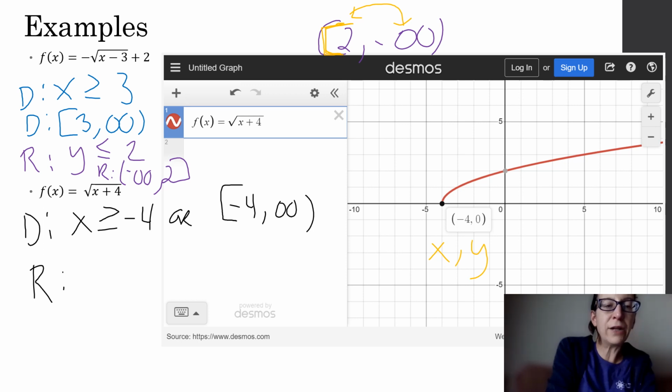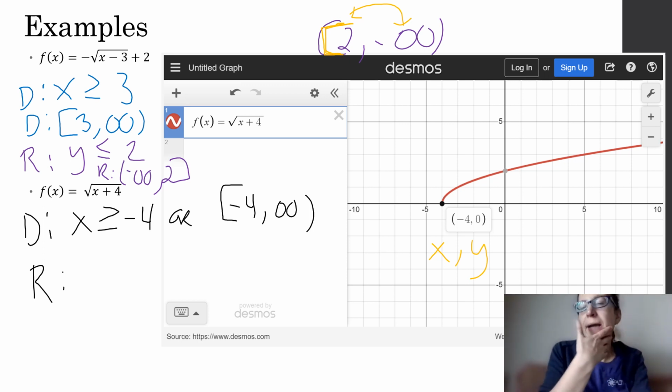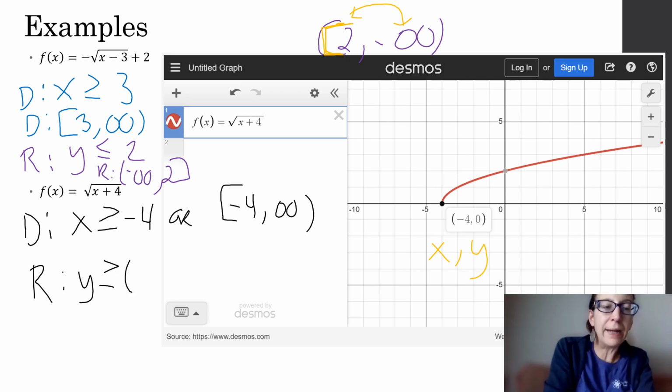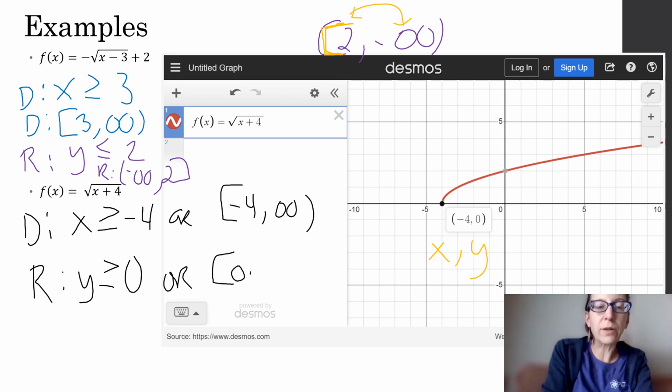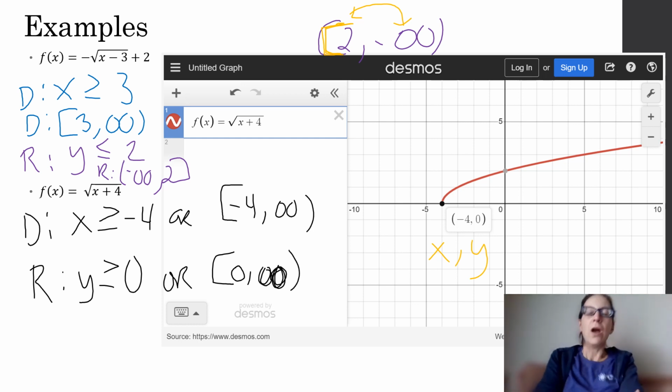For the range, this time the y is also going up. The graph is going up from the endpoint. And so we would say y is greater than or equal to 0, or it starts at 0 and goes to infinity. That's where you'd find those bigger numbers. All right, so that's how I would recommend doing this.